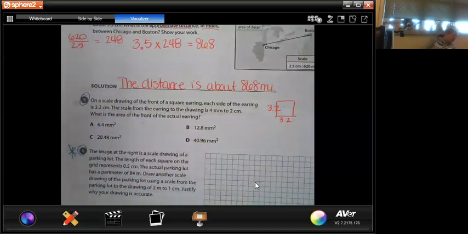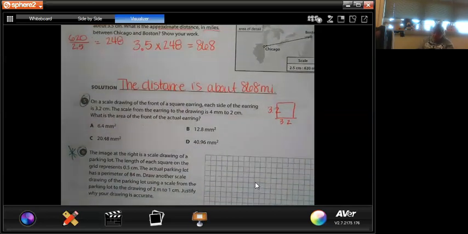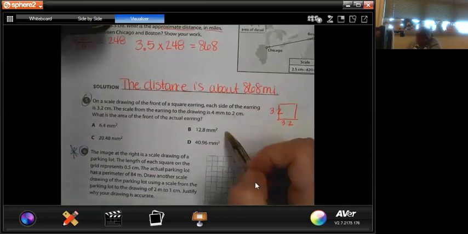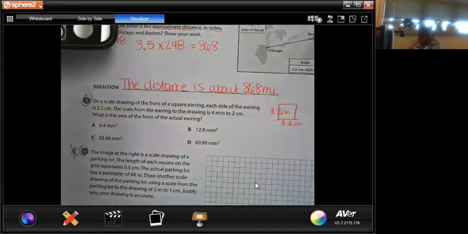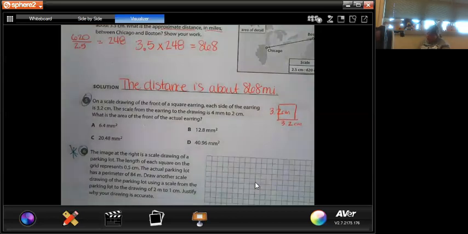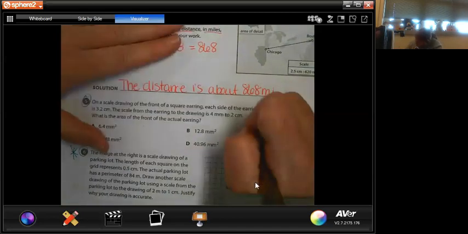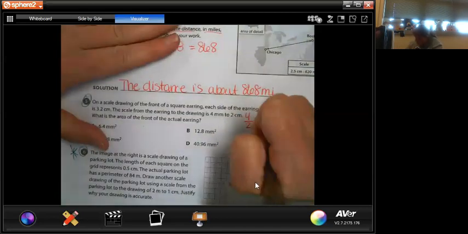So the first thing that we have to do is find the scale factor. We're going to find the scale factor, because we're going to change. Right now, this is in centimeters. All right, so our scale is 4 over 2, which is 2.